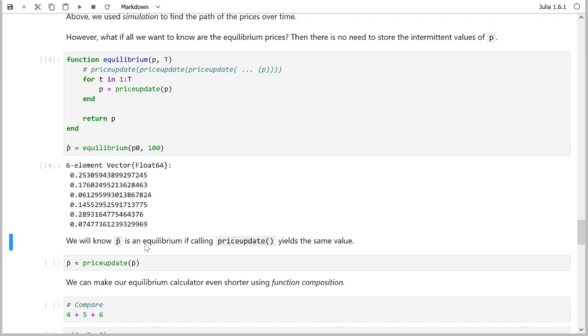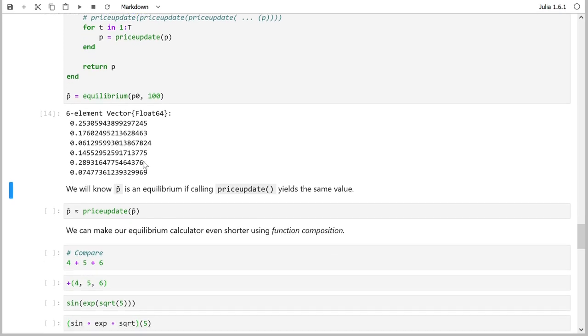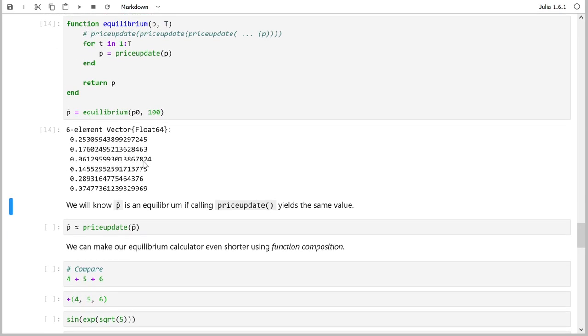Well, one way to check is we can see if the price update step corresponding to this new price is the same, right? If the optimal response for each of the players to this current price is the same, then we know that no matter how many additional price updates I tack on, it's never going to change. That suggests that no player has an incentive to change their response, and therefore that we have reached the equilibrium.